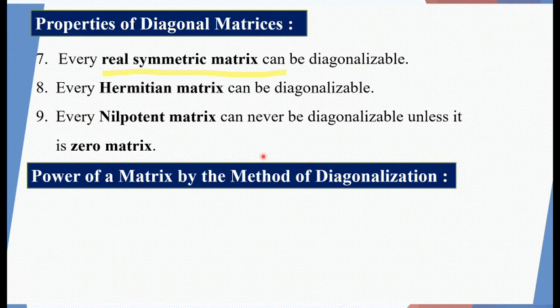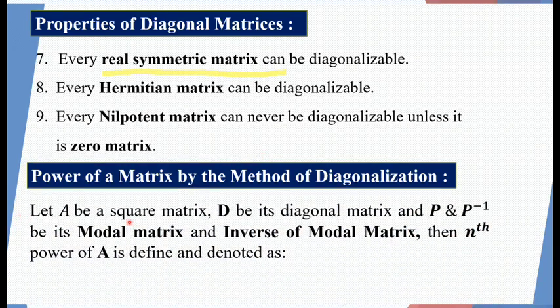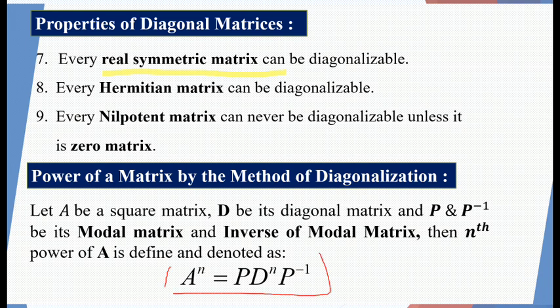Power of a matrix by the method of diagonalization. Let A be a square matrix, D be its diagonal matrix, and P be its modal matrix with P inverse its inverse. Then the nth power of A, denoted A raised to power n, is equal to P D raised to power n P inverse. So from this formula we can get A raised to power n. That is, if in a problem we have to find A raised to power 100, then we can use this particular formula.